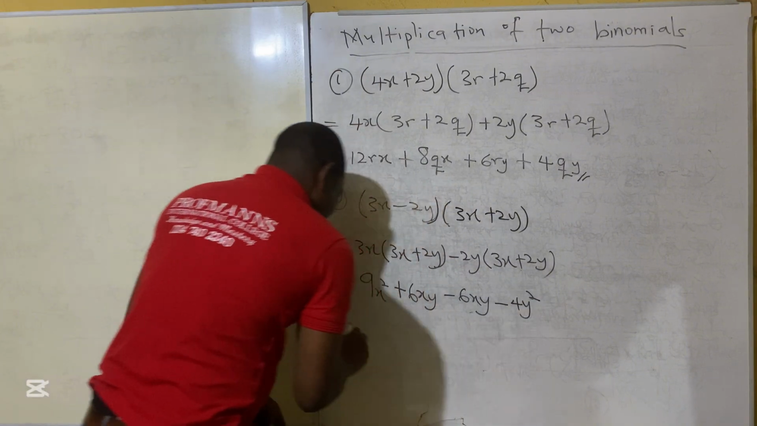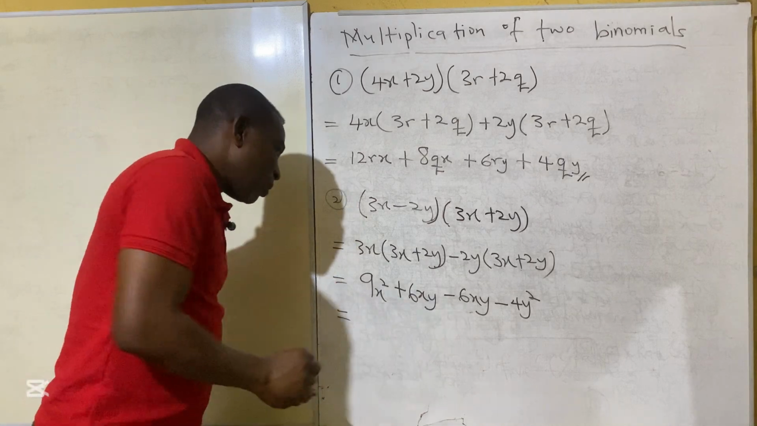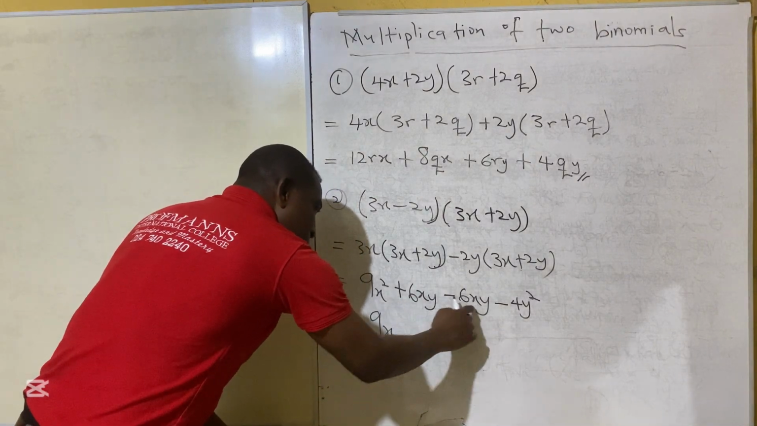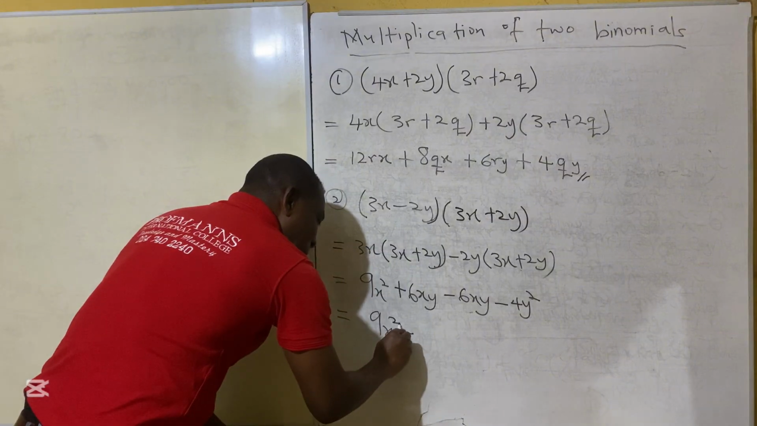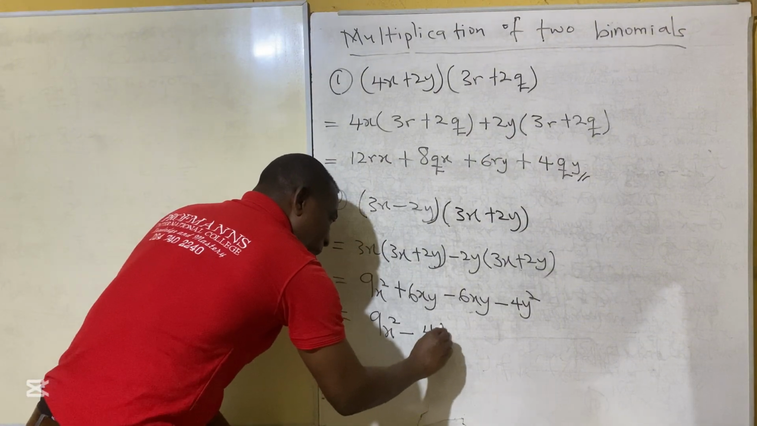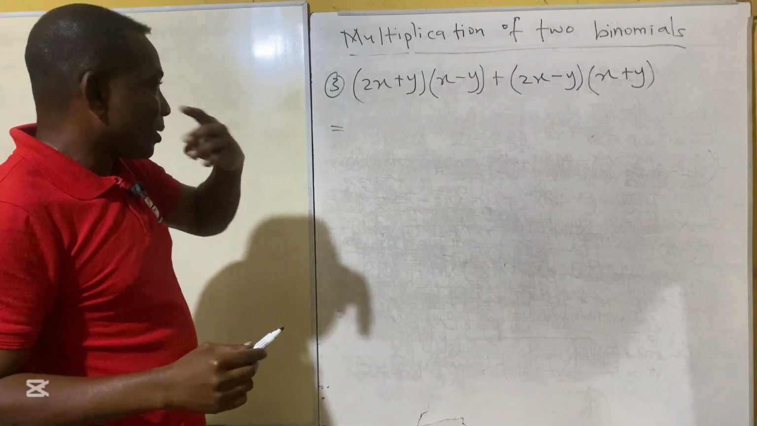Minus 2 times y times plus 2y gives us minus 4y squared. Now here we have like terms in the middle, so let's simplify. The 6xy and minus 6xy will give us 0. 9x squared minus 4y squared. So that is the final answer. So let's look at the third question.